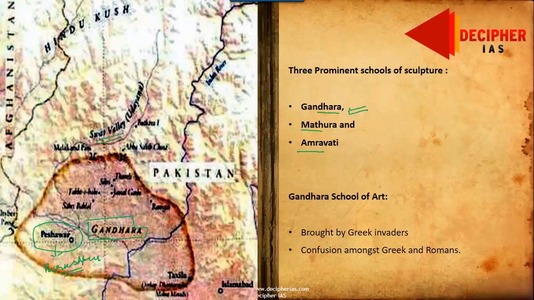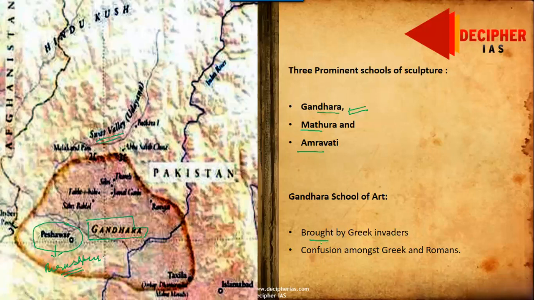To understand the Greek influence on Gandhara School of Art, we have to understand that Gandhara was an ancient term for the city and old kingdom of Peshawar, which I told you is encompassed by the Swat Valley and the Potohar Plateau region of Pakistan. What happened? Greek invaders brought with them the tradition of Greek and Roman sculptures.